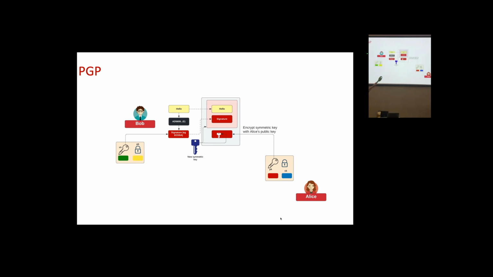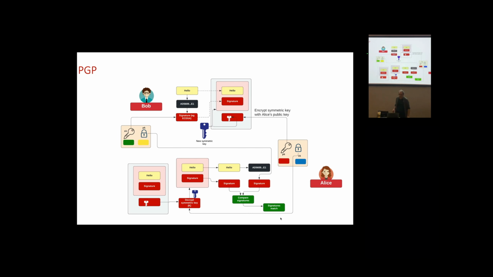Okay, so he signs the hash and puts it together with the message and the signature. He then takes Alice's public key and encrypts the symmetric key that he's used there. I'm then going to send that over to Alice. Alice will then examine the key that's been encrypted here.